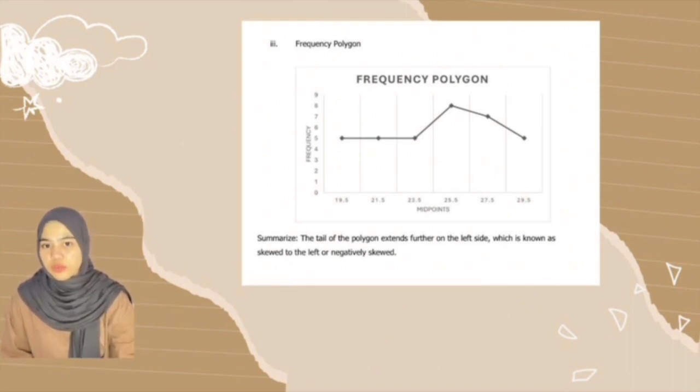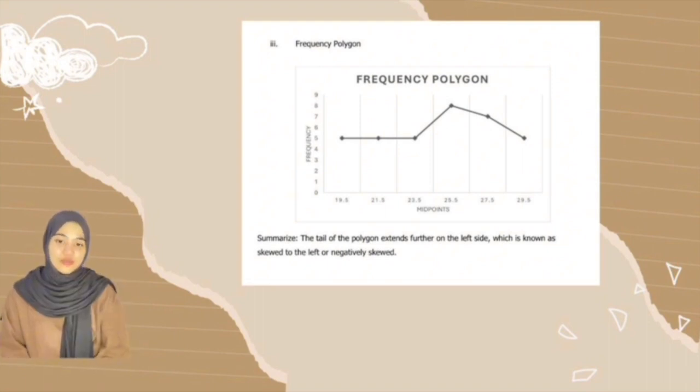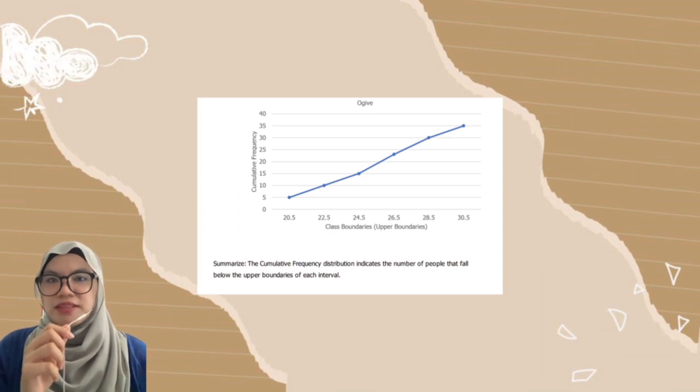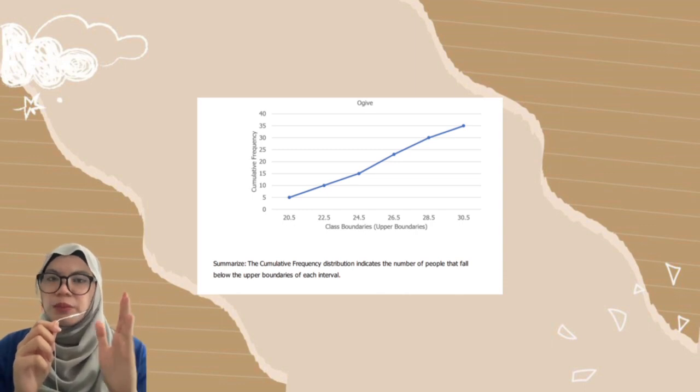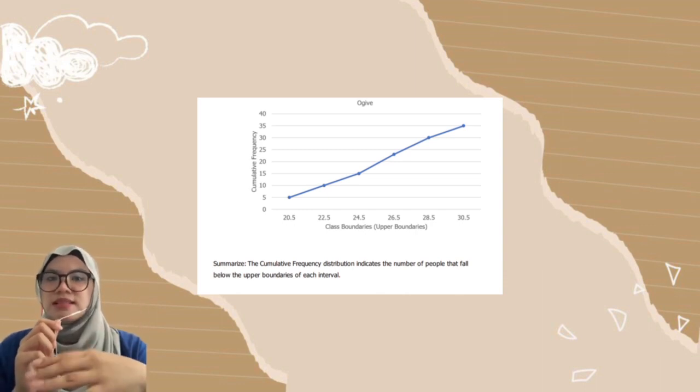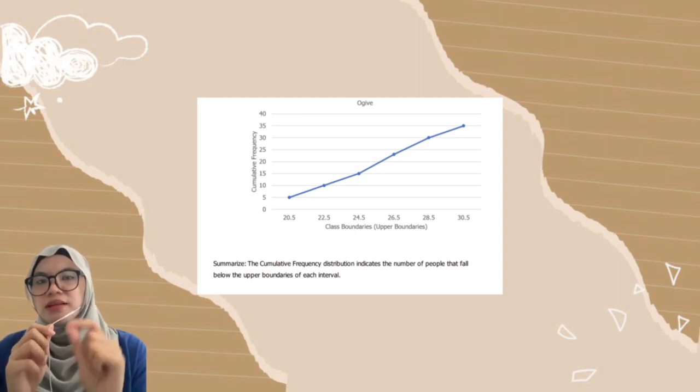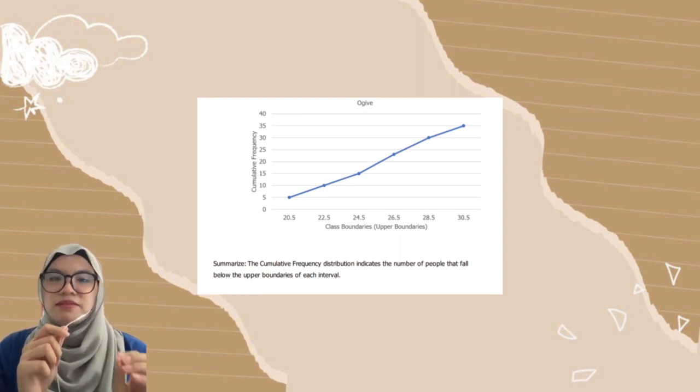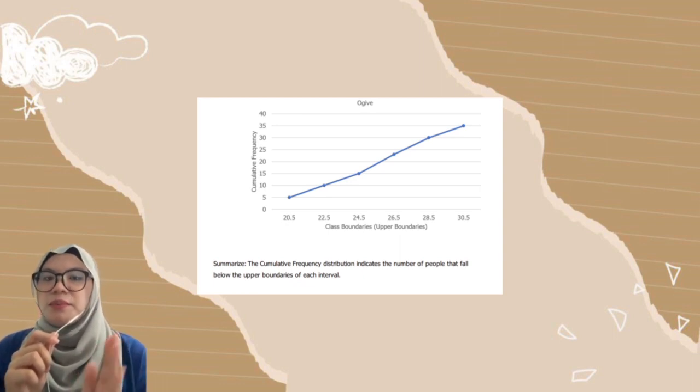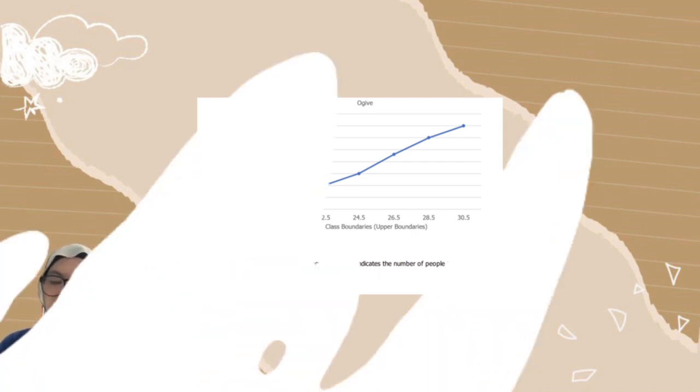So the frequency table will look like the graph with the summary, and the summarization of it is the tail of the polygon that stands further on the left side, which is known as skewed to the left or negatively skewed. The next slide is the cumulative frequency table, or known as OGIVE. In this graph, the vertical axis represents cumulative frequency, meanwhile the horizontal axis represents class boundaries. So we mark the points at the intersection of the class boundaries and the cumulative frequency. Cumulative frequencies are defined as the sum of all the previous frequencies up to the current point.